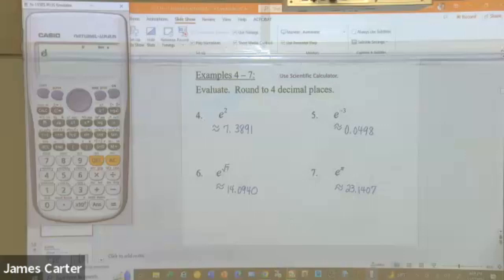Okay, so there I have my e to the power of, and now to put pi in there, I've got to hit the shift key. See, this first one is pi, the second one is e. The first one you have to hit the shift key to get. So shift, and then that key, and equals.